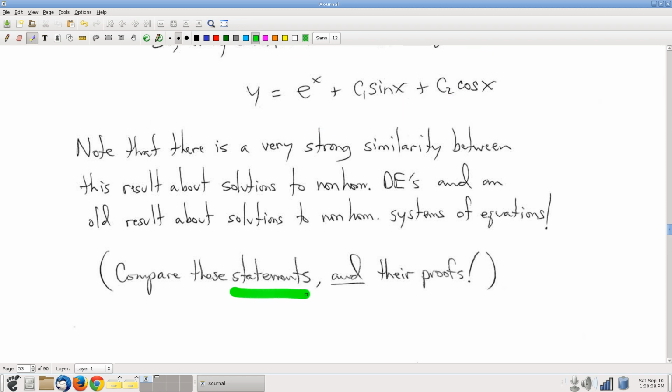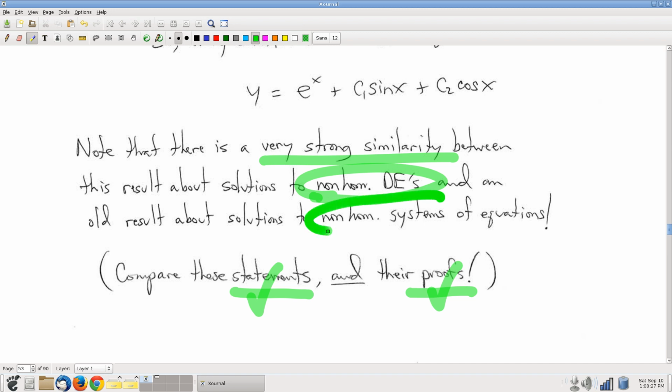So I think it's worth every student's time to take a few minutes and go back, look at the statement of the similar theorem in Chapter 1. Look at the proof of that similar theorem. Note that both the statement and the proof are very similar. There's a very strong similarity between the kinds of equations that we're talking about here versus the kind of equations we were talking about back in Chapter 1. Very strong connections.